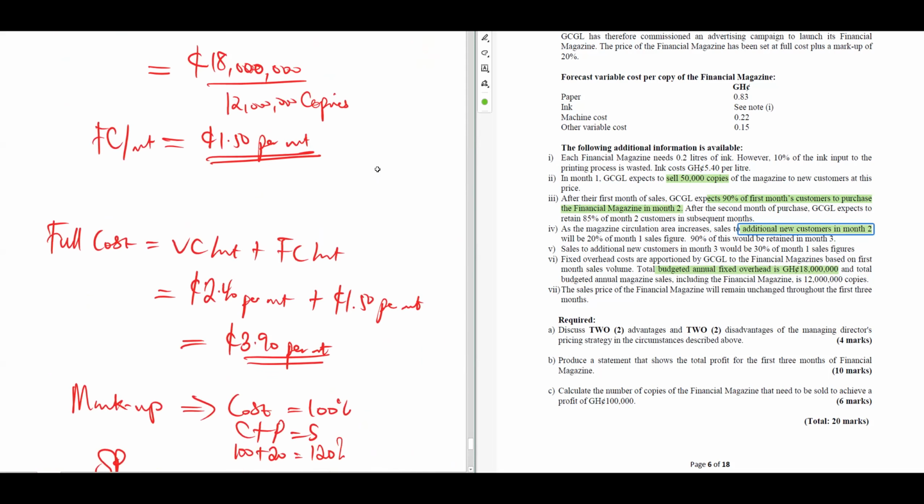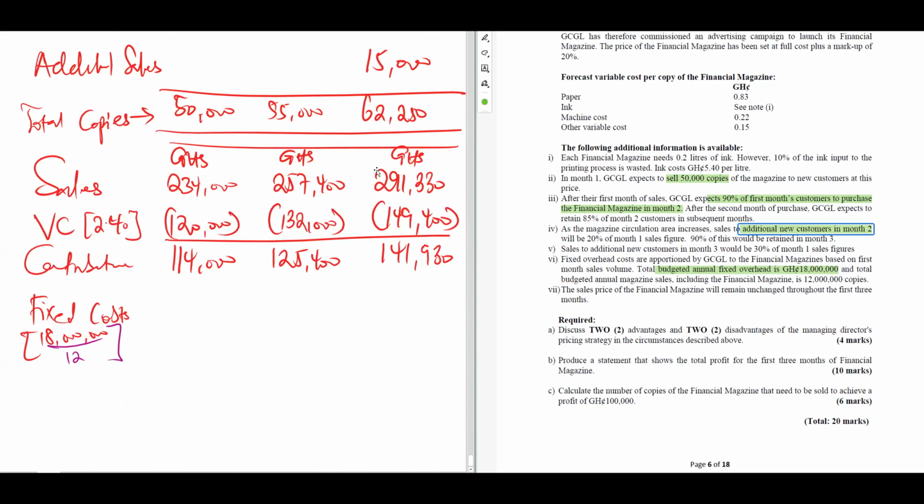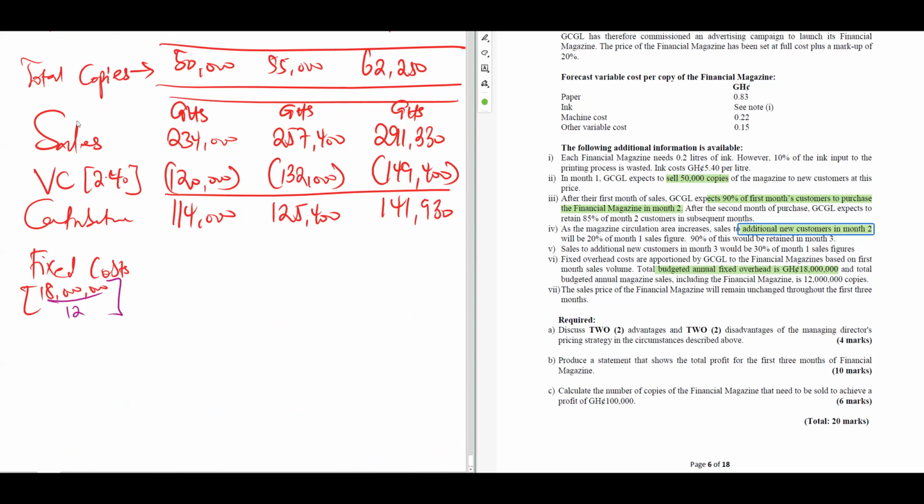These are part of the magazine sales. The fixed cost was 1.5 per unit, right? If we use the 18 million, it will result in losses, big losses. So if we multiply 1.5 by the 50,000, that gives us 75,000 for the fixed costs based on month 1.